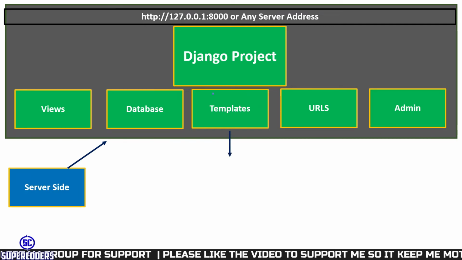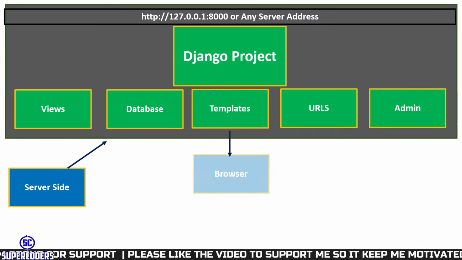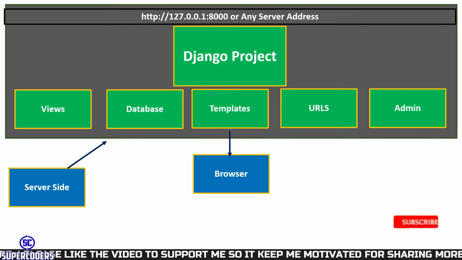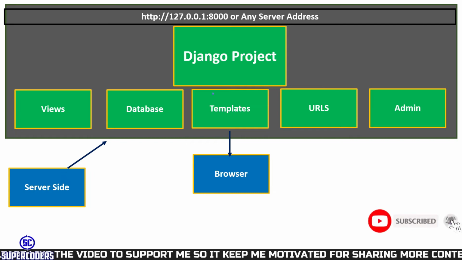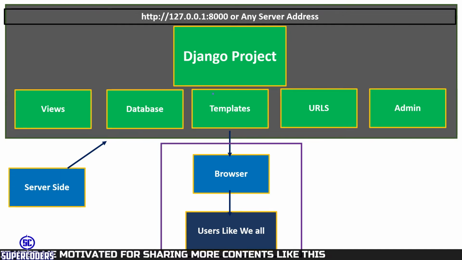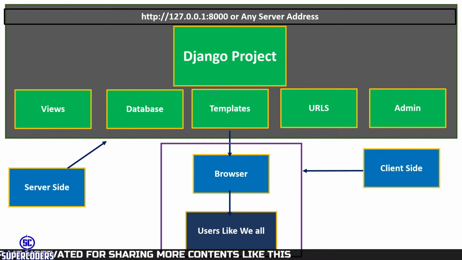Now, here you can see the browser. So how do we see projects of Django? We already saw that Django renders the template and shows it to us in the browser. Then we see the rendered template in our browser. All this working is known as the client side part. Earlier I showed you the server side, and these are all known as the client side part.